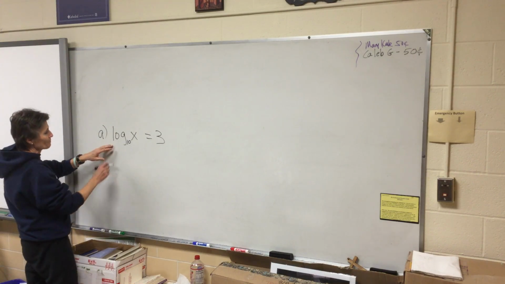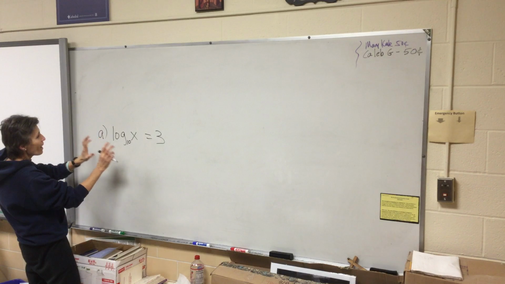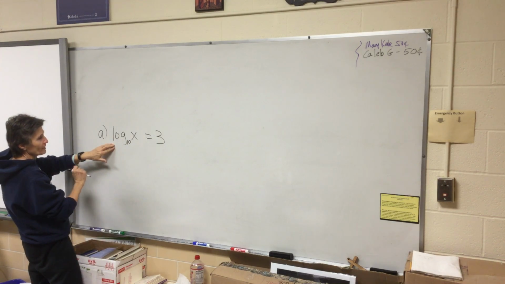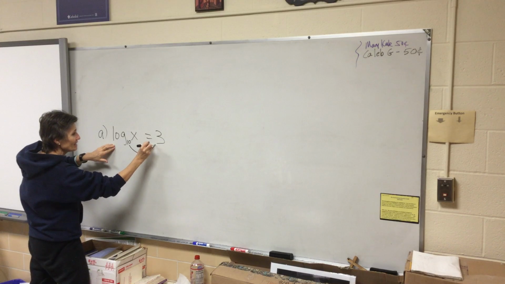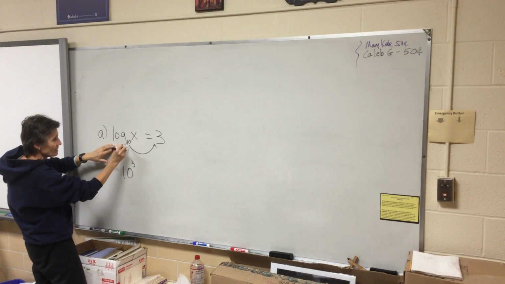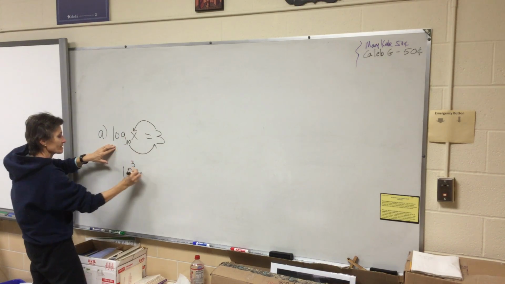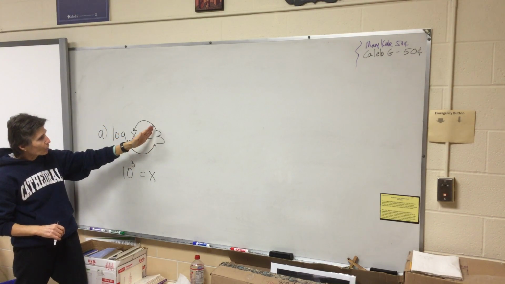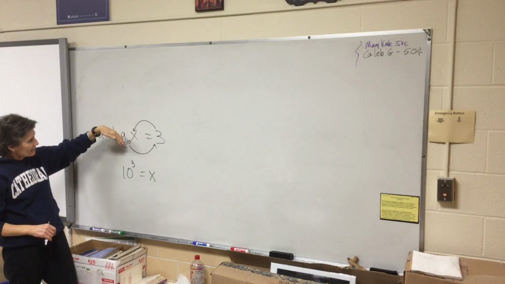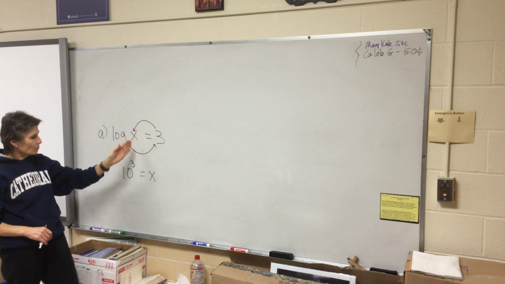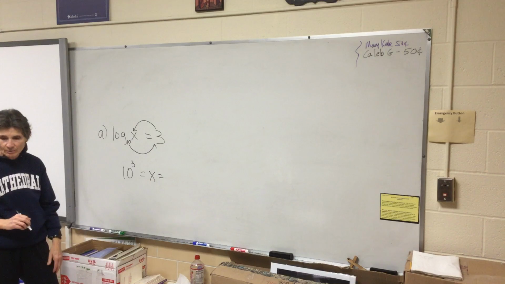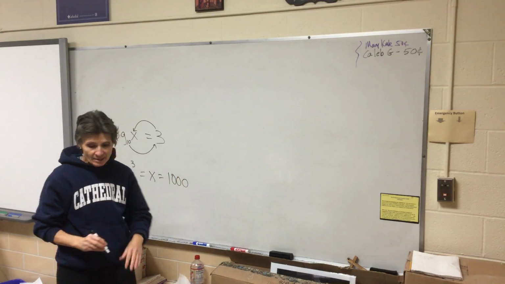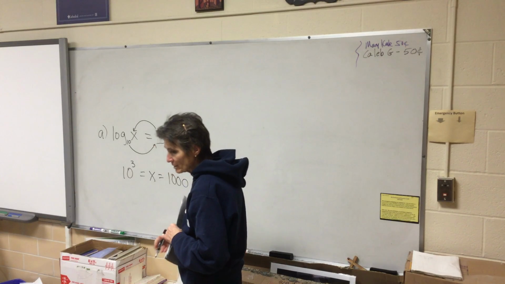All right, well, we're going to do what Mr. Miller calls the loop-de-loo. This is important. When you have a logarithmic equation, you can convert it into an exponent equation by doing 10 to the third, so 10 to the third equals x. So that's why he calls it loop-de-loo. 10 to the third power equals x. And then you can tell me what the answer is. 10 times 10 times 10 is 1,000. So the answer to question A is 1,000.